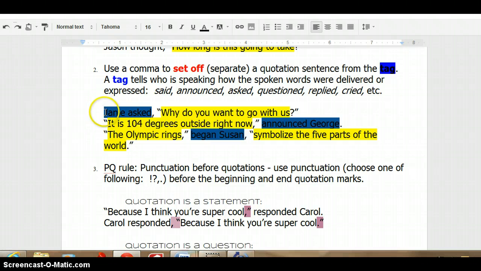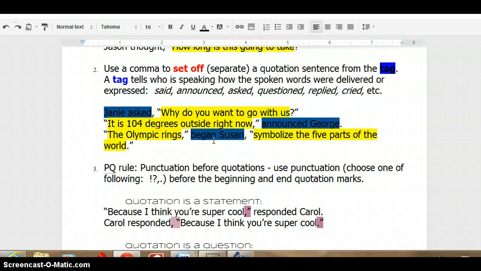I've marked the tag in blue and then the quotation sentence in yellow. So your tag here is at the beginning of the sentence, and it says Janie asked. That tells who is speaking and how those spoken words were delivered. Well, she's asking. And then these are her exact words. Why do you want to go with us? Okay? In the next sentence, notice the tag location is at the end. But the spoken words say, it is 104 degrees outside right now. Those are the spoken words, and then the tag announced George. George is the speaker. How did he speak it? Well, he announced it.